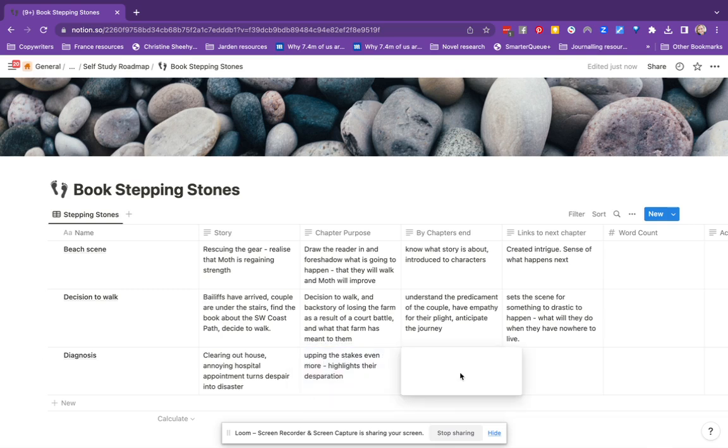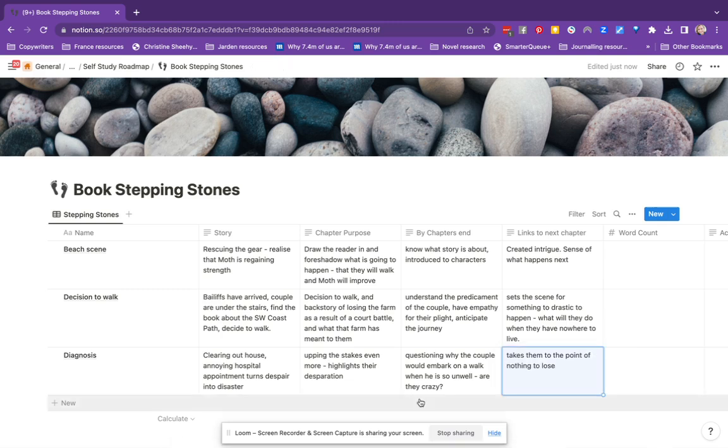By the chapter's end, they might be questioning why the couple would embark on a walk when he is so unwell. Are they crazy? So that's raising the stakes. It links to the next chapter because the next chapter takes them to the point of nothing to lose. They've got no other choice. So that may not be exactly how the chapters flow in The Salt Path, but that's an example of how you might do it.